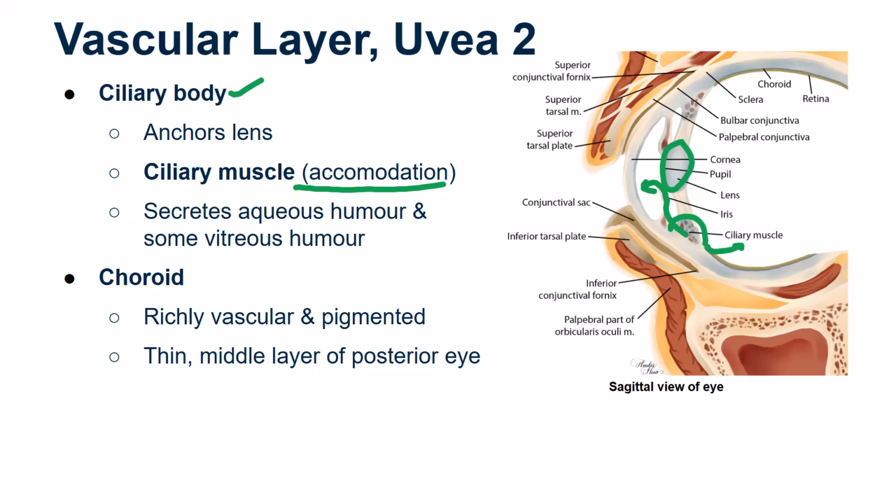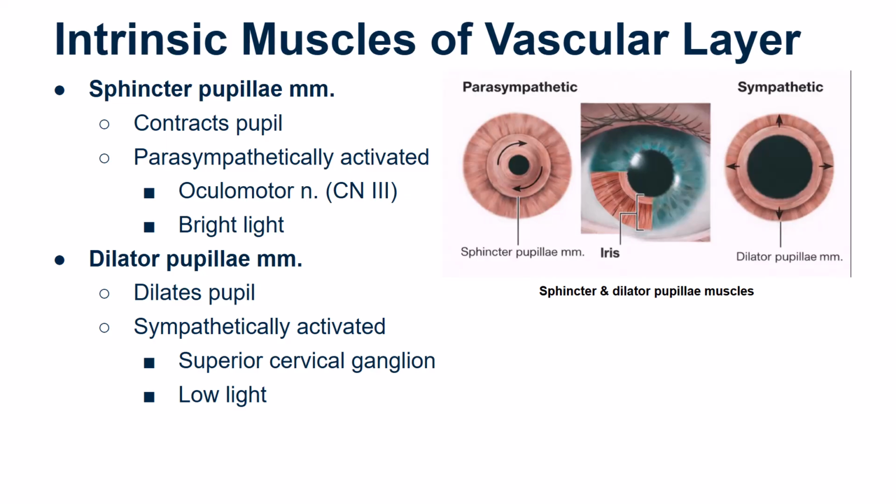Now, the vascular layer also continues posteriorly through the eye as the intermediate layer, as the choroid. That choroid is where the vasculature moves. It's also very pigmented, and it's also exceedingly thin. Now, within the iris are two of the three intrinsic muscles of that vascular layer, the sphincter pupillae and the dilator pupillae. The third set of intrinsic muscles are the ciliary muscles, which work in accommodation.